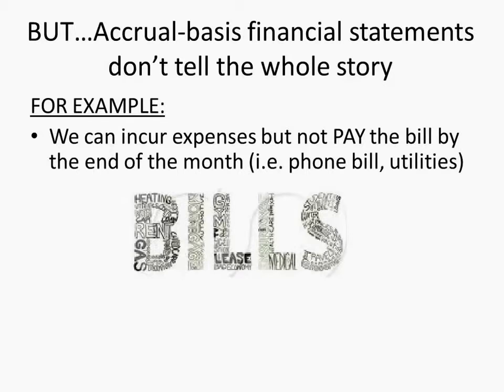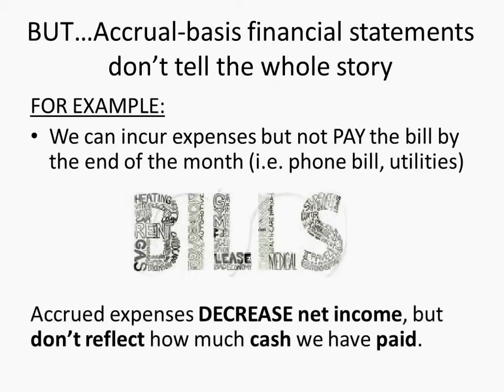We all know those times when we get our cable bill and we just decide we're not going to pay it for a while until the company says, you better pay it, or we're going to send you to collection, or we're going to turn you off. So sometimes we have expenses that we don't pay in a timely fashion. So these expenses that we accrue are going to decrease our net income. But they don't reflect how much cash we've actually paid. So we have transactions going in both directions on our income statement that have absolutely nothing to do with any cash we received or any cash we've paid.